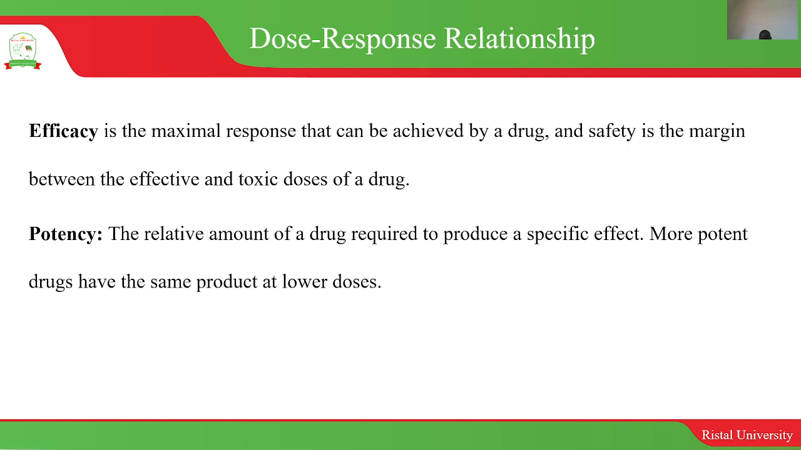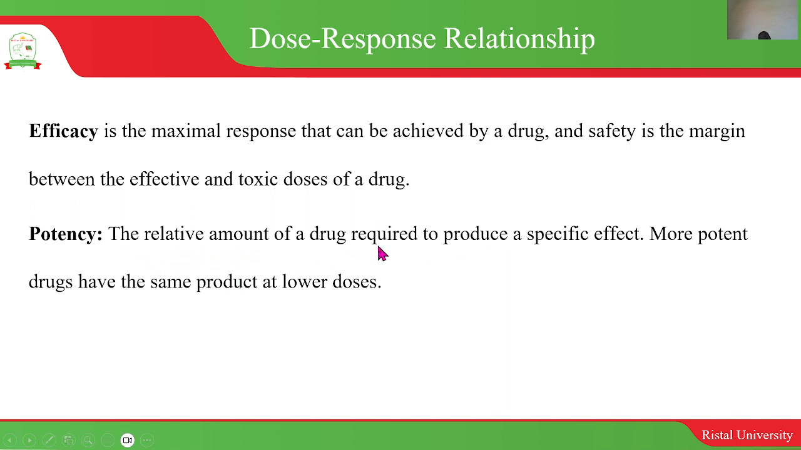Efficacy is the maximal response that can be achieved by a drug, and safety is the margin between the effective and the toxic dosage of a drug. So when we talk about efficacy, we are looking at the maximum response that can be achieved by the drug. But safety is the margin between the effective dose needed to get the efficacy and the toxic dose. In whatever case, we should be able to achieve efficacy within safety levels.